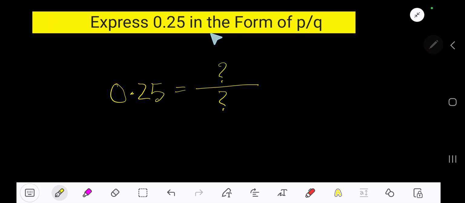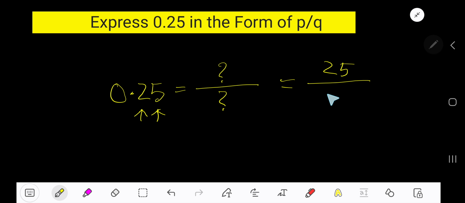Express 0.25 in the form of p by q. So we need a numerator and a denominator. For the numerator, just skip the decimal and write the number you are getting. And for the denominator, for every digit after the decimal we have to consider 10.